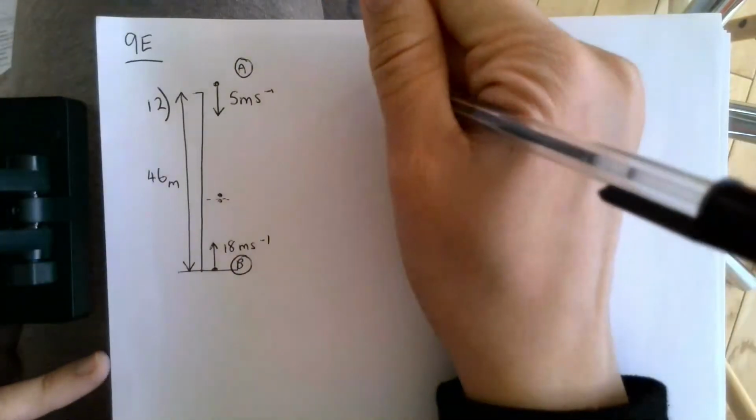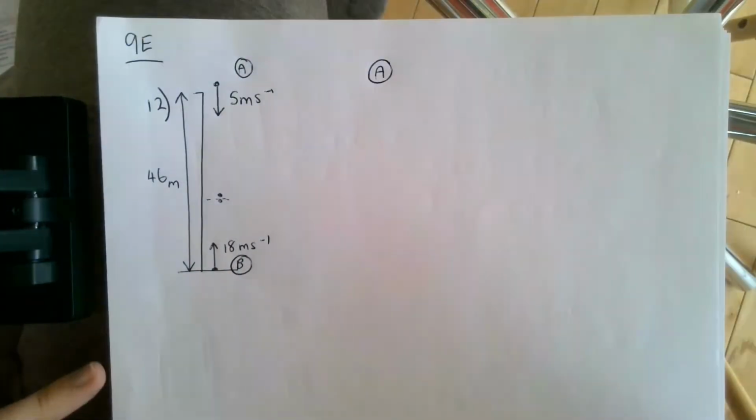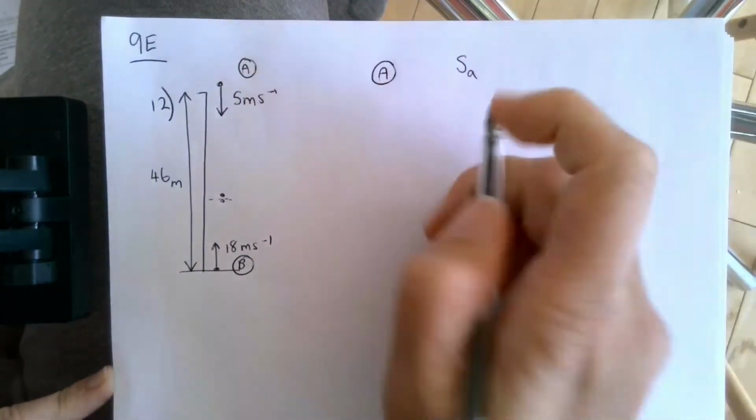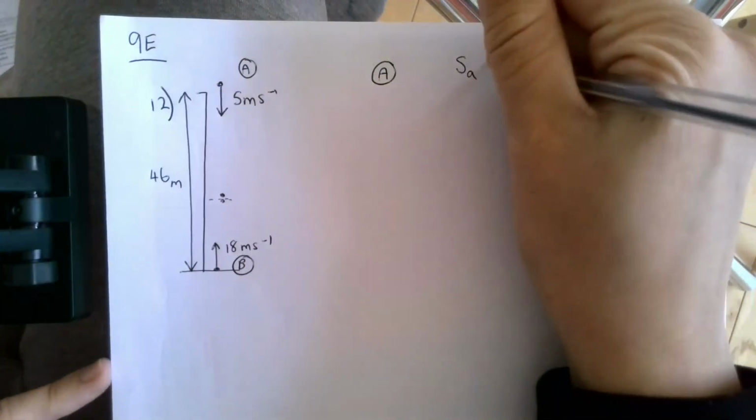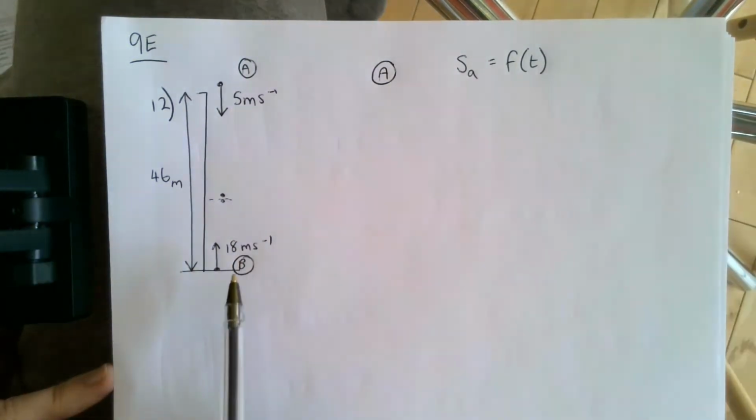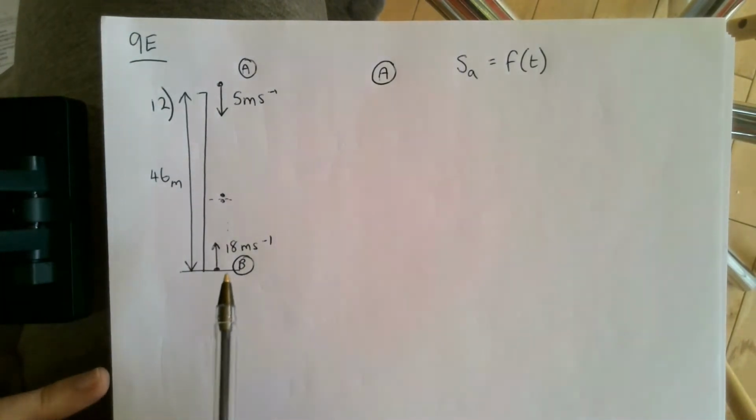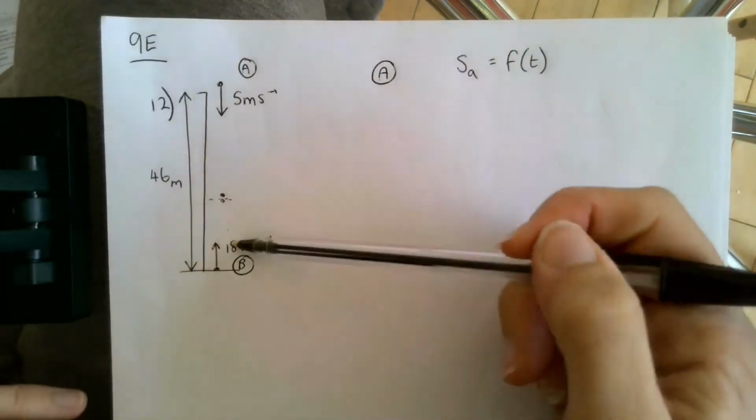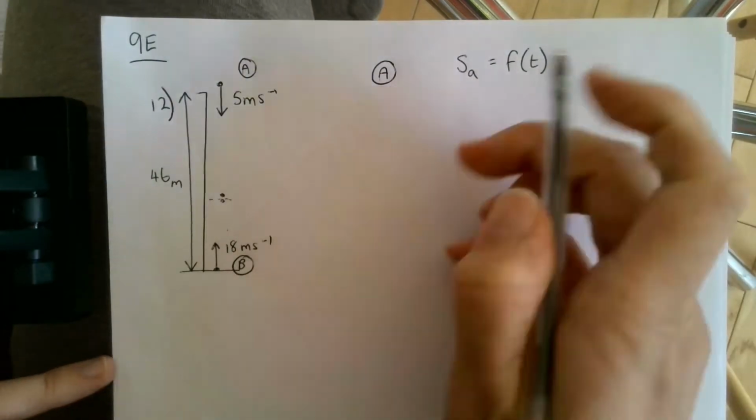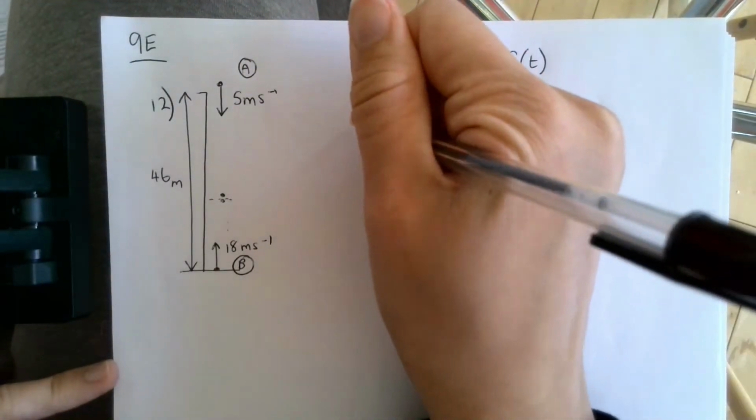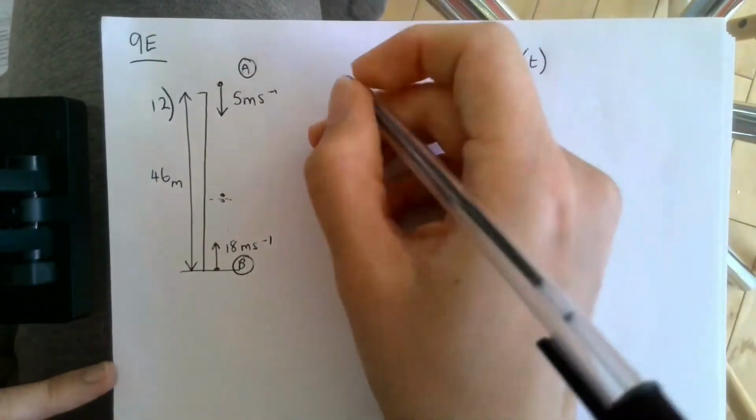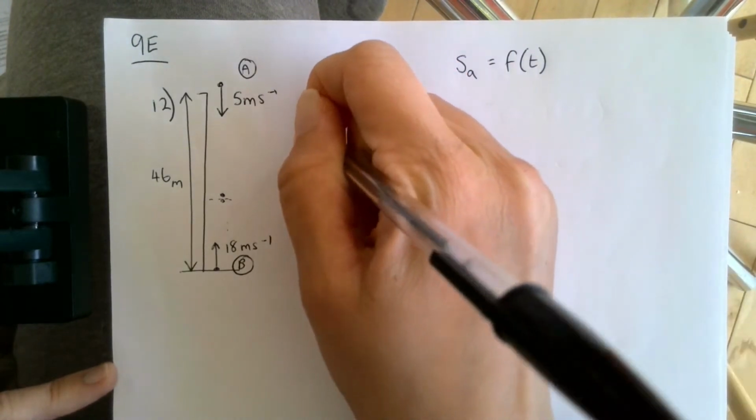So let's focus first on ball A. Just like before, what I want to find is the displacement of A, S of A, as a function of the time taken. And then if I can find the displacement of B as a function of the time taken, I know that when the two displacements add to 46, that is the time the collision occurred. So let's focus on A. I'm going to take downwards as being positive here because A is travelling downwards, so it makes the most sense to do that as being positive.